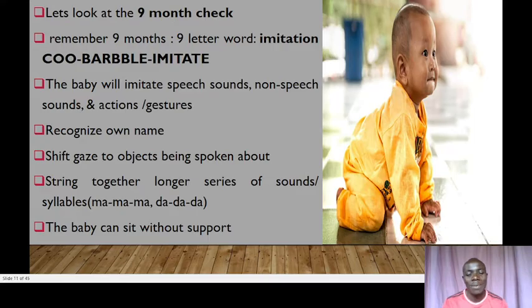All right. What about the 9 months check? What happens at 9 months? Remember, at 3 months they were cooing. At 6 months they are babbling. Now at 9 months they are imitating. All right.